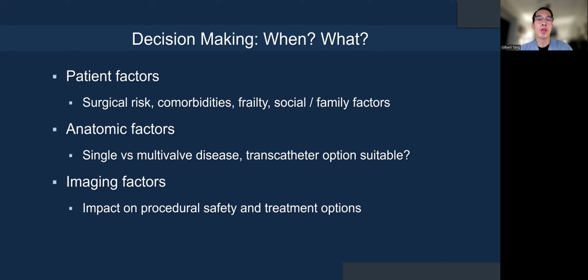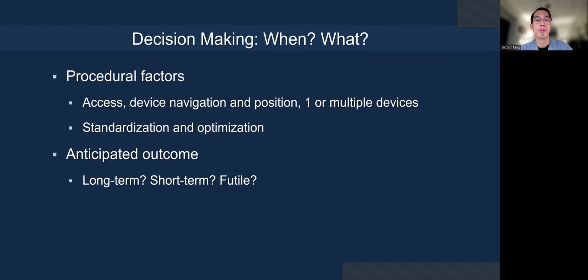Imaging is critically important in structural heart, so we need to look at how that would impact procedural safety and treatment options. Now, in terms of the procedure itself, you need to look at access, how the device would navigate in the heart, and how to position it. Is it going to be one device or multiple devices? How do we standardize and optimize the procedure so you can make it reproducible and teachable?